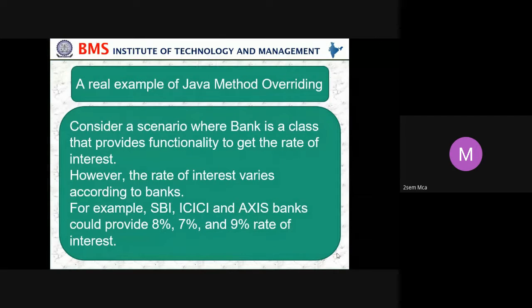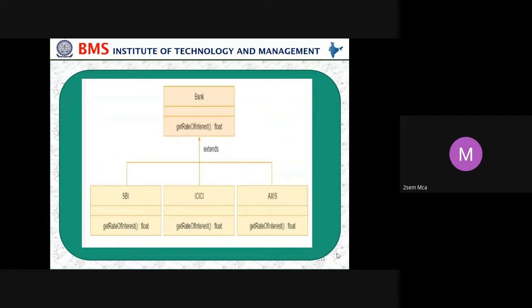Here SBI, ICICI and Axis banks are giving interest. SBI is giving 8%, ICICI is giving 7%, and Axis Bank is giving a 9% rate of interest for the amount. So for this, let us write a program. This is the scenario.